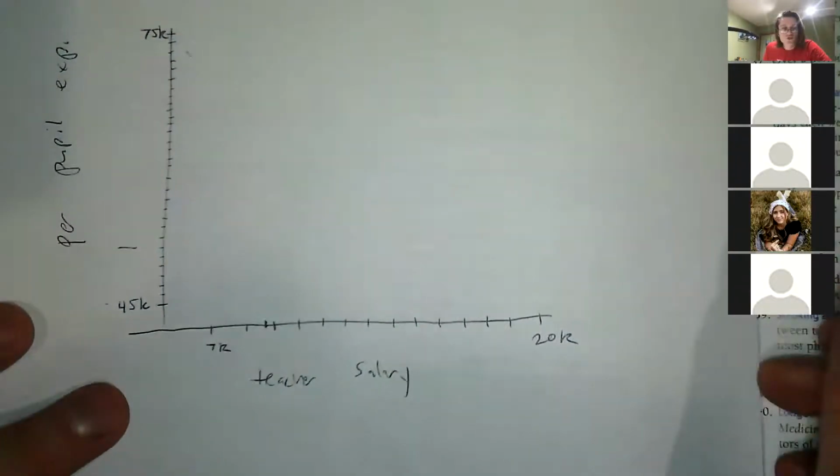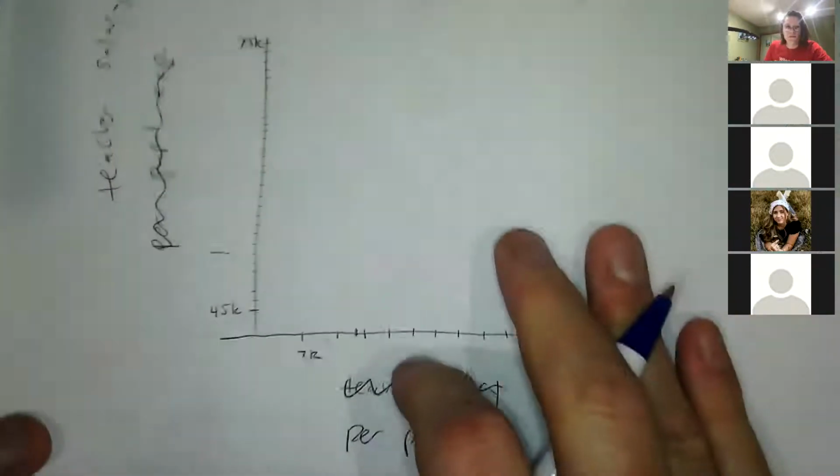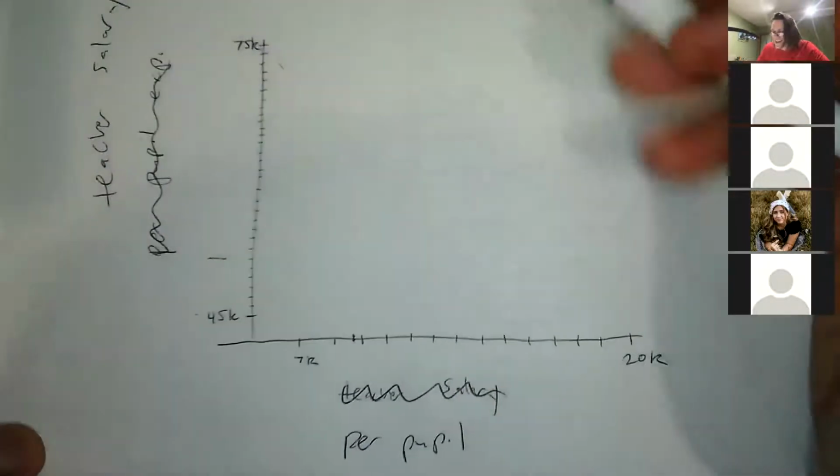Oh, shoot, I did it the wrong way. This is per pupil, and this is teacher. I'm so sorry. I did say I should have used a pencil. All right, anyway, now we can plot.